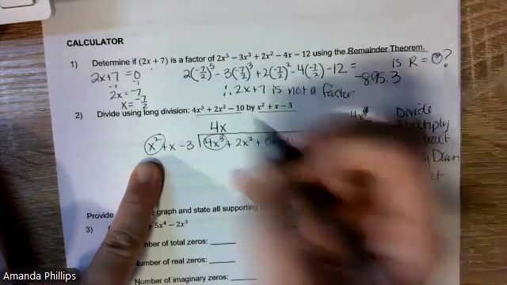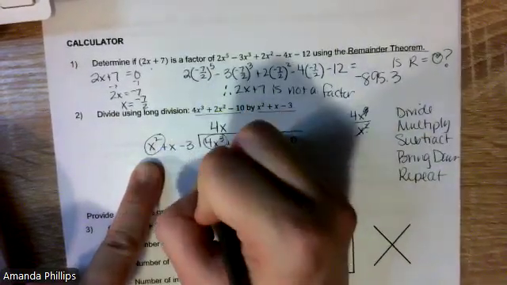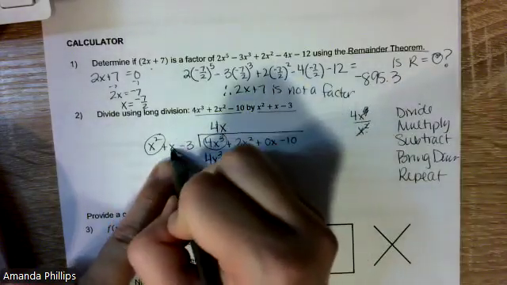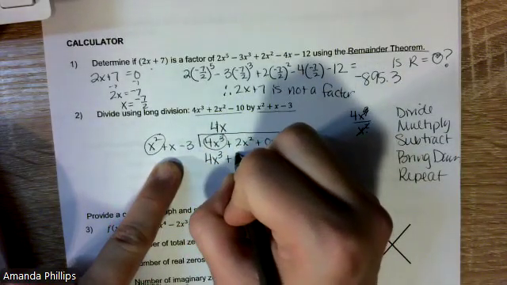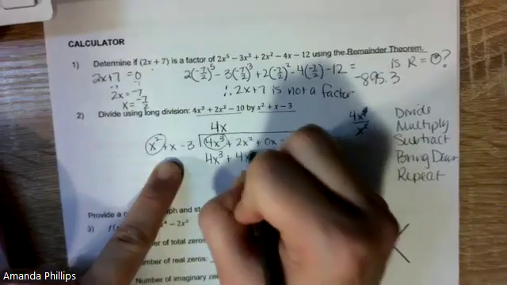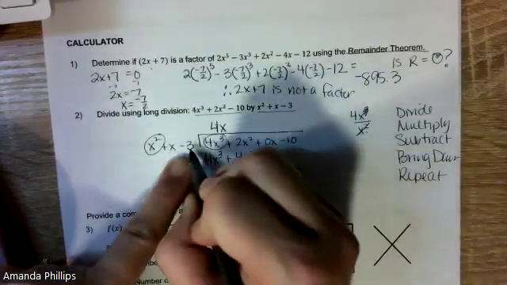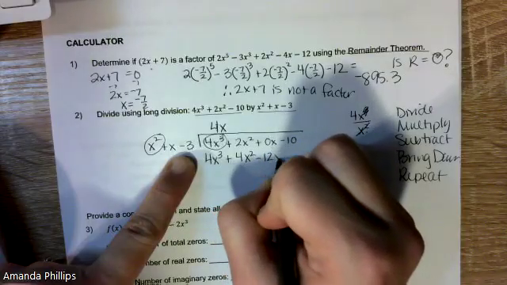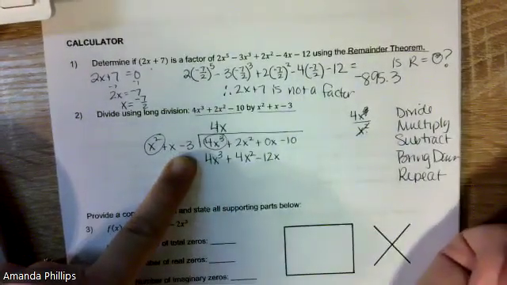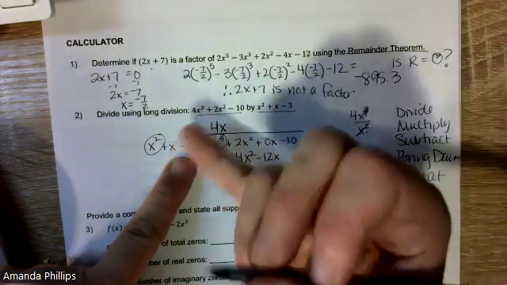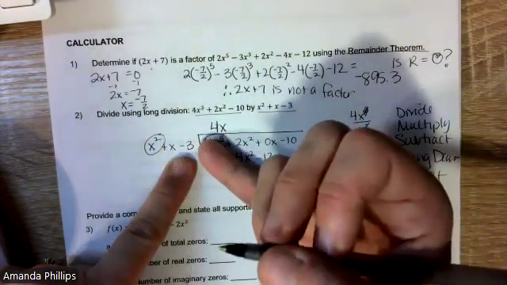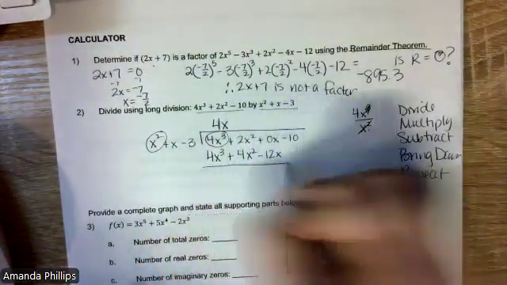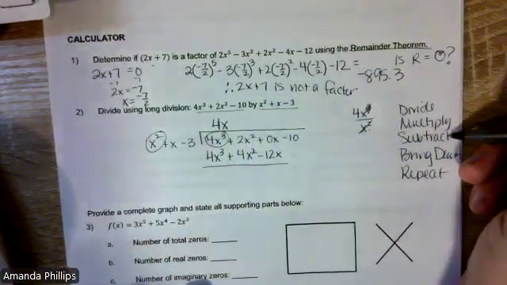Now we multiply. 4x times x squared is 4x to the third. 4x times x is 4x squared. 4x times negative 3 is negative 12x. All right, all I did was multiply. I had to multiply by all three terms, but it wasn't difficult, okay? All right, so I multiplied. Next step is to subtract.